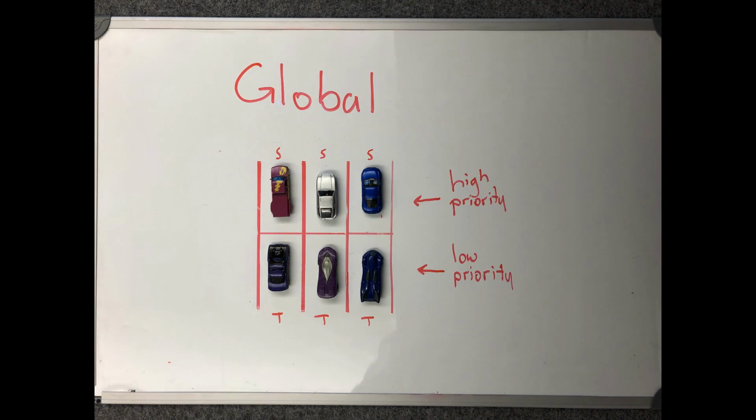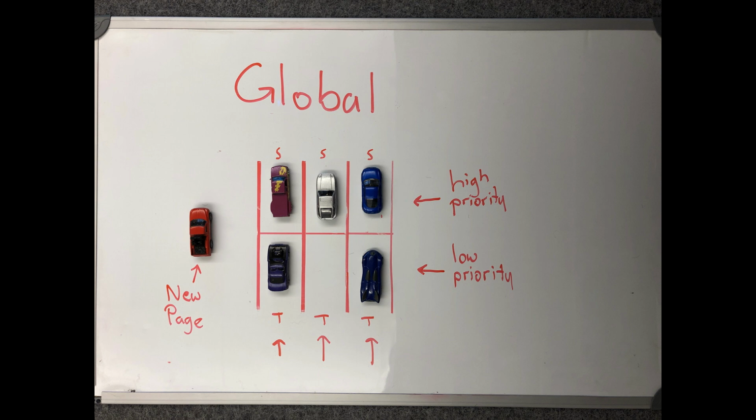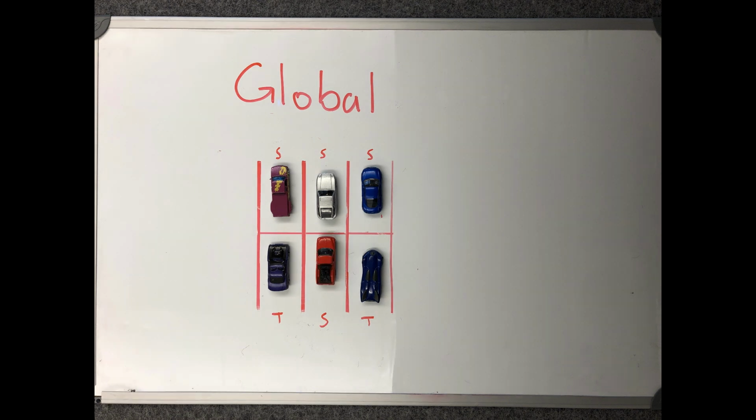For global replacement, consider the student process to be high priority and the faculty process to be low priority. Here, when the student process needs to bring in a new page, not only can it select a frame from its own set of frames, but also from processes that are of lower priority, like the faculty. Since there are no available parking spots here, the student process is allowed to select one of these to remove from memory and load in its own page, thus increasing the number of frames allocated to the student process.